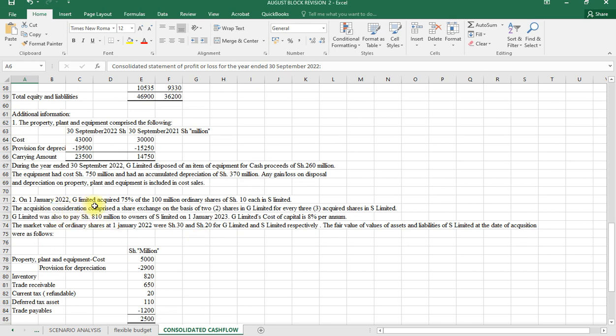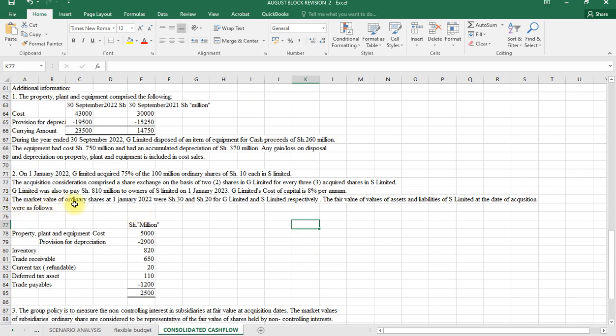On 1st January, G Limited acquired 75% of 100 million ordinary shares of 10 each in S Limited. The acquisition consideration comprised a share exchange on the basis of 2 shares in G Limited for every 3 shares acquired in S Limited. G Limited was also to pay 10 million to owners of S on 1st January 2023. G Limited's cost of capital is 8% per annum. The market value of ordinary shares at January 2022 is 30 and 20 for G Limited and S Limited respectively.